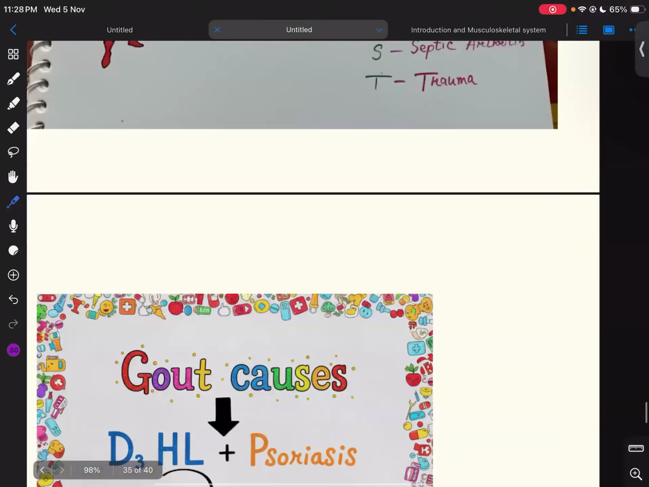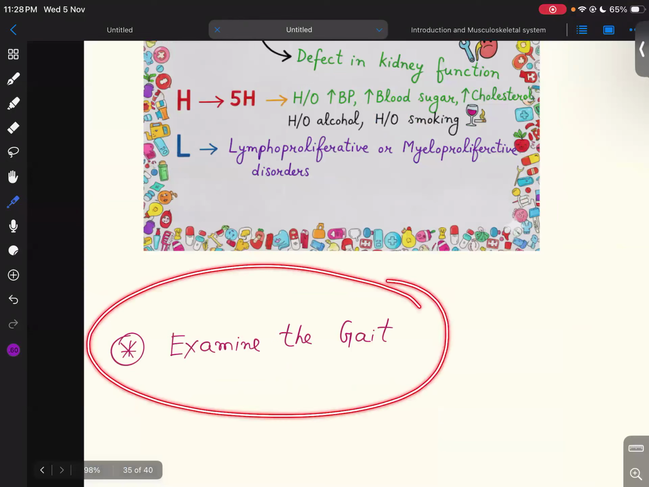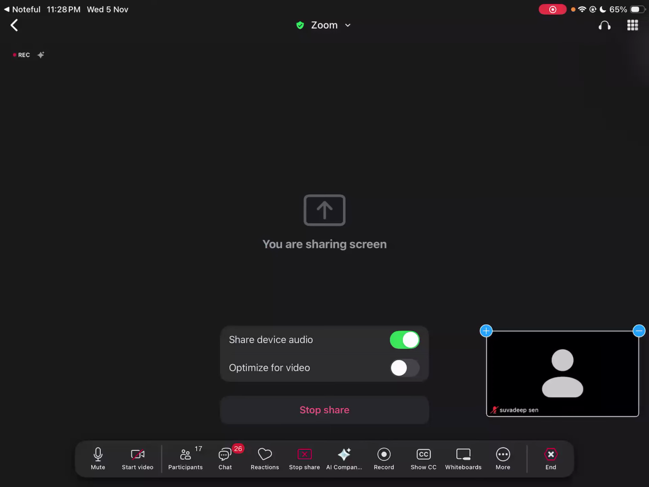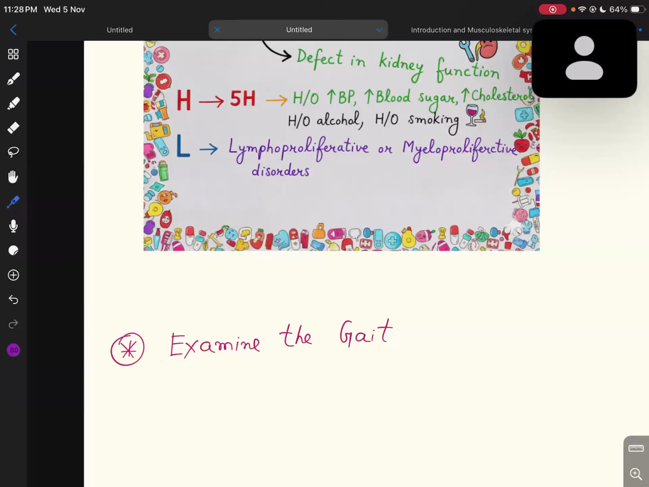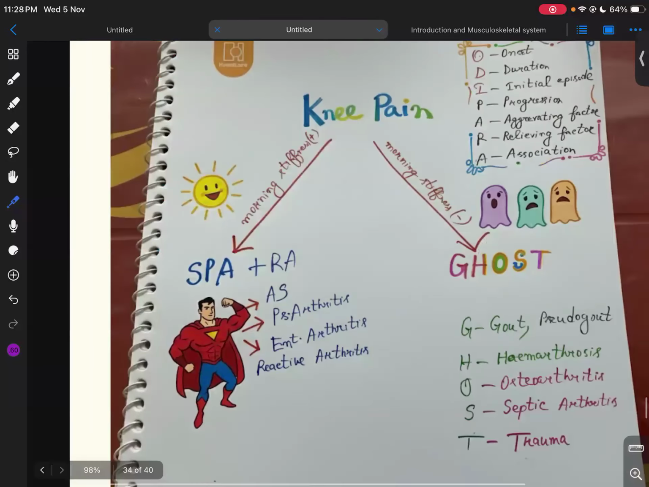So for knee pain, we also have to examine the gait. Any low back pain, any knee pain, any ankle pain, we have to examine the gait. This is to check the functional capacity. So this is all for knee pain.